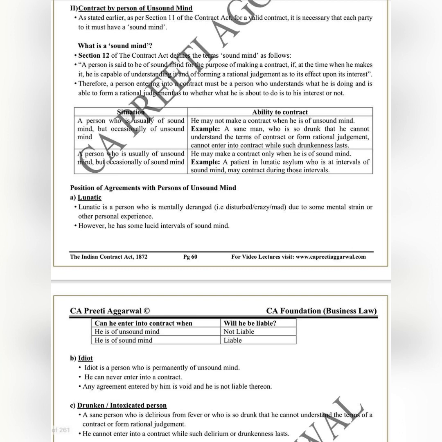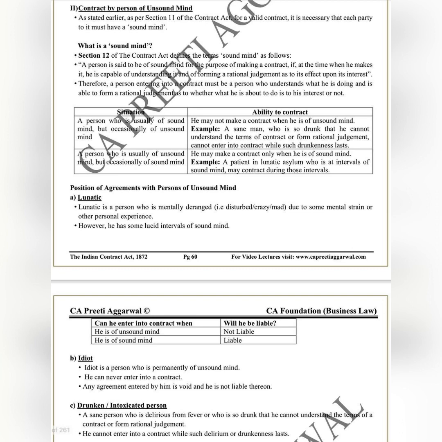Okay, what is the position of a contract with an unsound person? What if he does enter into a contract? See, the position is the same as that of a minor. If the person is entering into a contract which is for his benefit or it is for supply of necessaries either to himself or anyone who is dependent, then recovery is possible from the property of the minor.